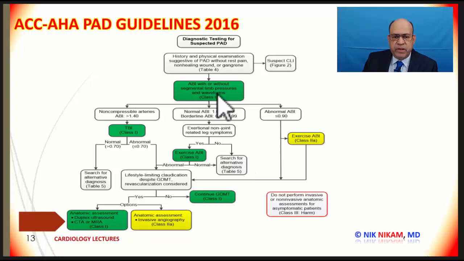Finally, if the person has an abnormal ABI that is less than 0.9, they undergo diagnostic tests such as duplex ultrasound or CTA or MRA. And based on these findings, they are going to be categorized to medical or endovascular procedures.